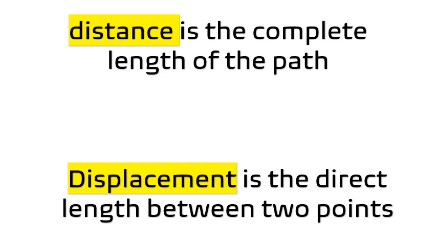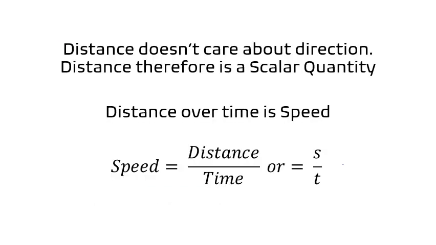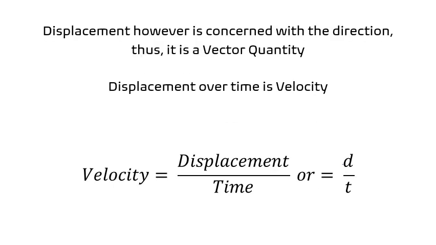So by definition, distance is the complete length of the path, while displacement is the direct length between the 2 points. Distance doesn't care about direction. Distance, therefore, is a scalar quantity. Distance over time is speed. So the formula is speed is equal to distance over time, or the formula is equal to s over t.